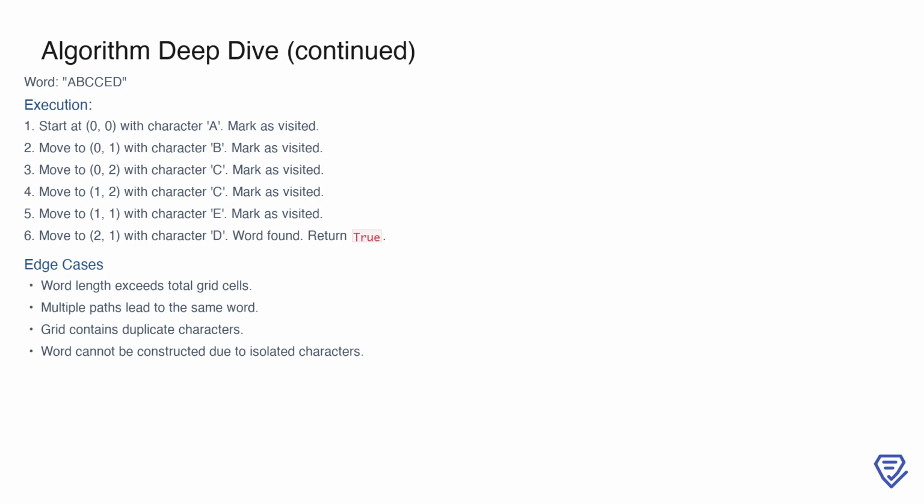This example highlights how the depth-first search systematically explores paths while adhering to the constraints of adjacency and no reuse of cells. It also demonstrates how backtracking restores cells for use in other potential paths.